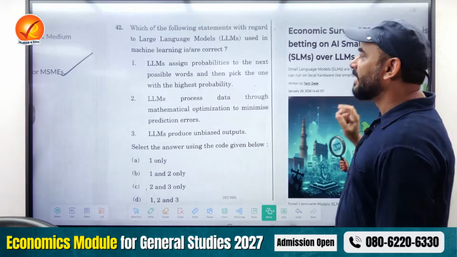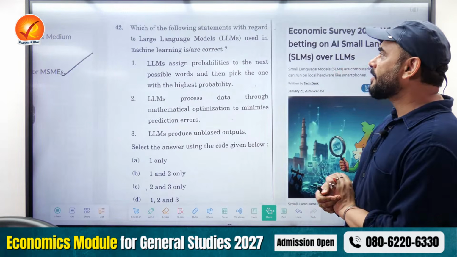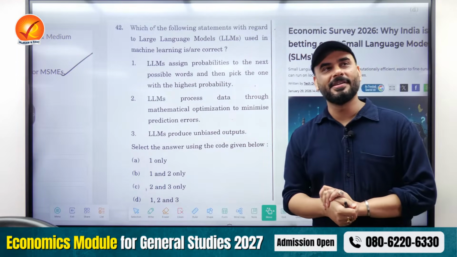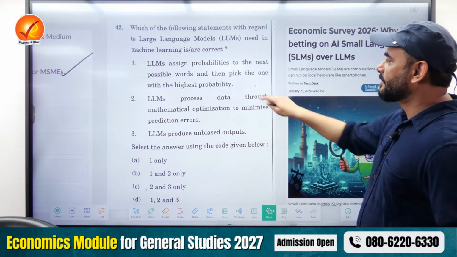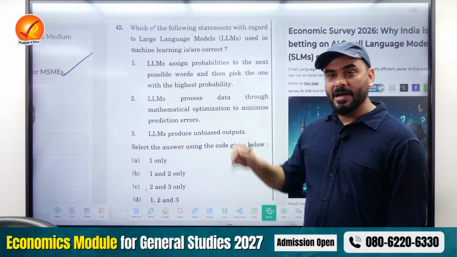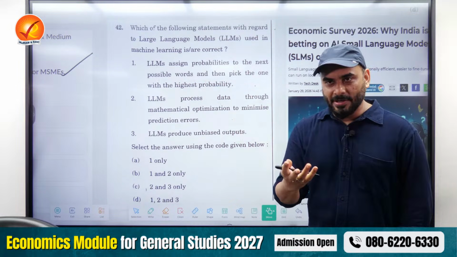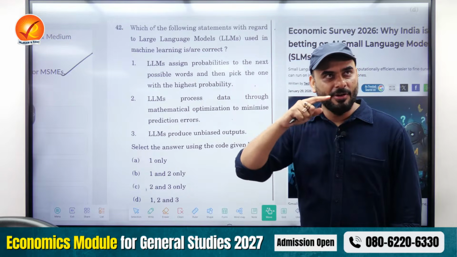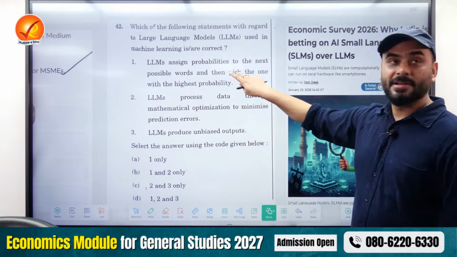Now see this question. Which of the following statements with regard to large language models used in machine learning is correct? So let's see the options. LLMs assign probabilities to the next possible words and then pick the one with the highest probability. Yeah, because they use a lot of data. So when you use a lot of data, you can do better predictions. So yes, this is correct.